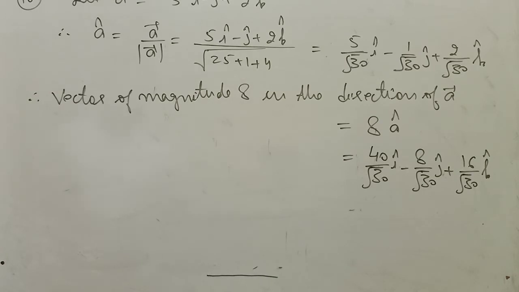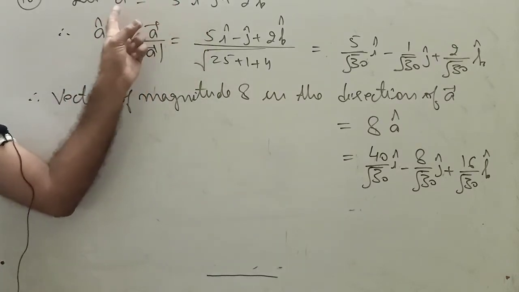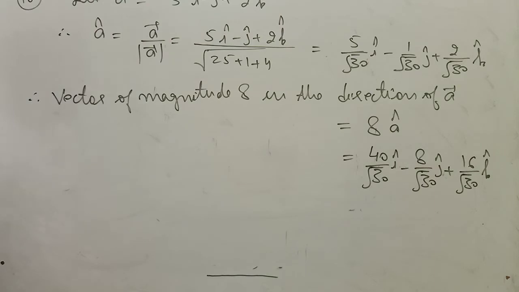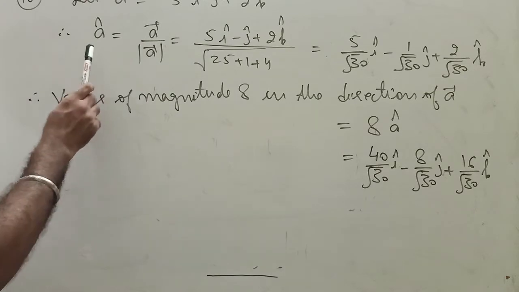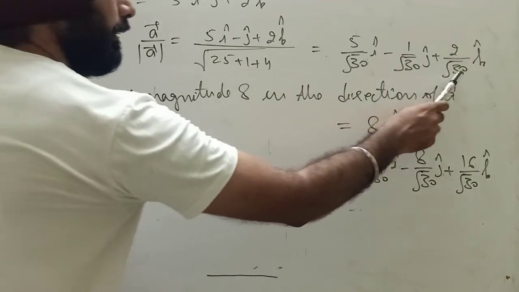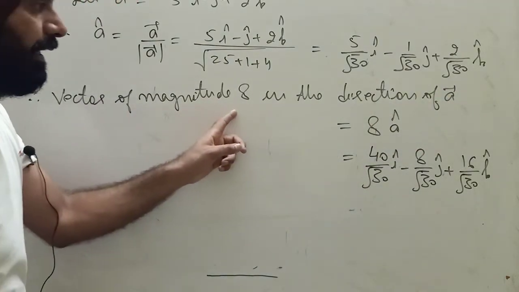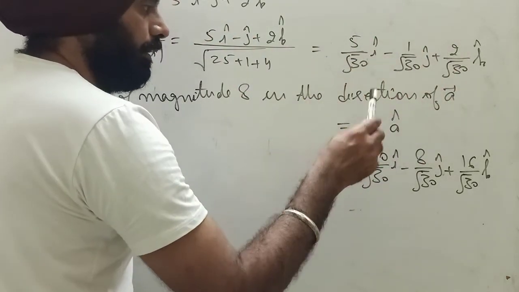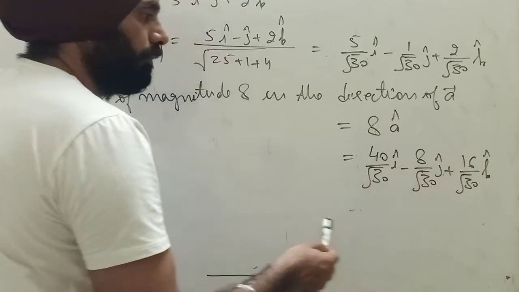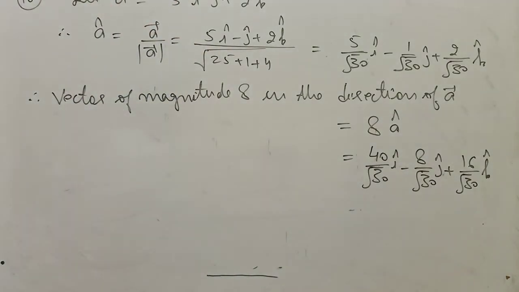Now let us take question number 10. The given vector is this. Let us take this as A vector and we have to find the vector of magnitude 8 in the direction of this vector. For that, first of all find the unit vector. Clear? Then the vector of magnitude 8 in the direction of this vector is, just multiply that unit vector by the magnitude, and this is the answer.